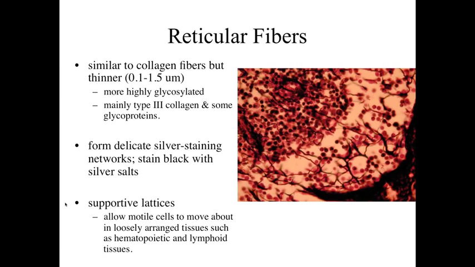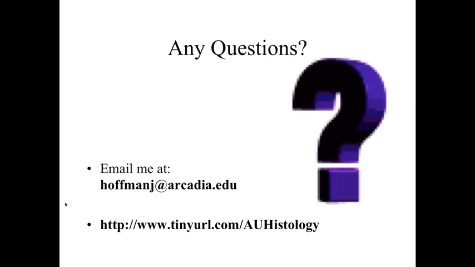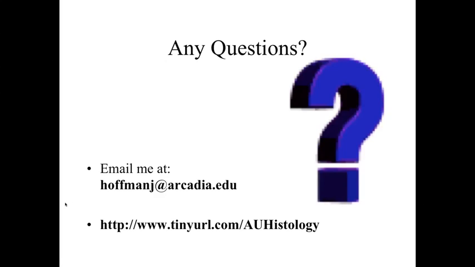Often difficult to see these reticular fibers without special stains. We can use like a silver salt stain, which will cause these to stain kind of a black appearance. And you can see almost this three-dimensional jungle gym when we take a look at the image on the right-hand side of the slide. And that finishes up our discussion of connective tissue fibers.